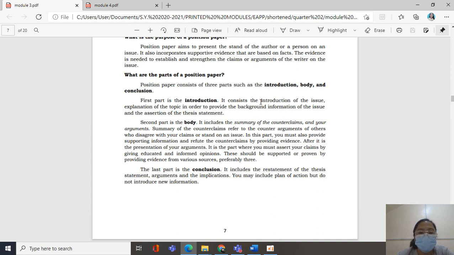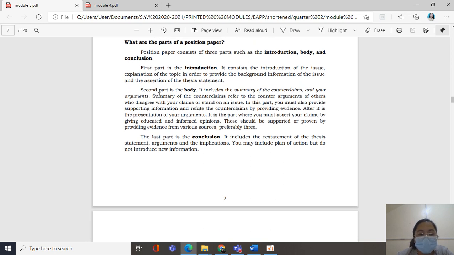Now, the introduction is very important since it hooks your reader, whether they're going to continue reading your article or not. Okay? And the second part of your position paper is the body. Now, what must be written in the body? It includes the summary of the counterclaims and your arguments.